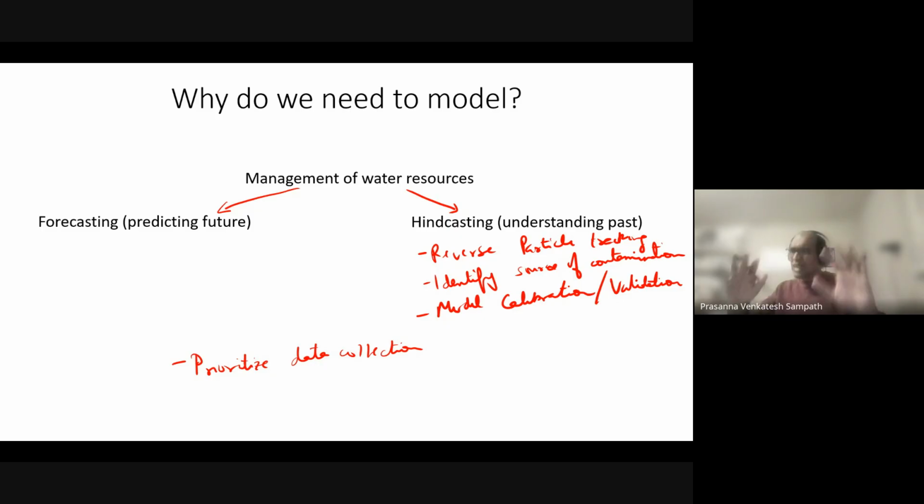So these are the different, I've just given you a few basic ideas of why we need to model. Number one, to predict the future, which is called forecasting. Number two, to understand the past, which is hindcasting. And I've given you different reasons why we want to understand the past. And number three, to prioritize my data collection, right? To understand the site better, I have to collect additional data, and sometimes that can happen through the modeling process itself. Okay, so that is a general overview of why we need to model.